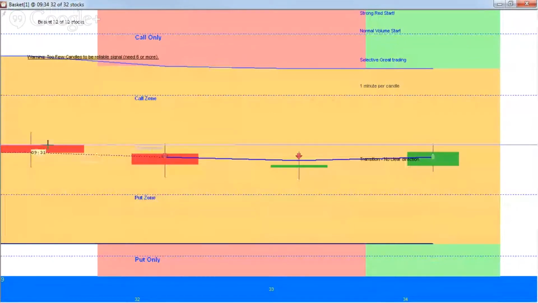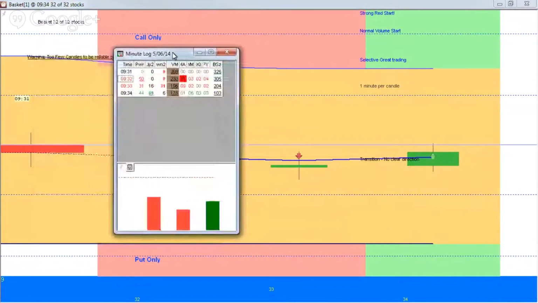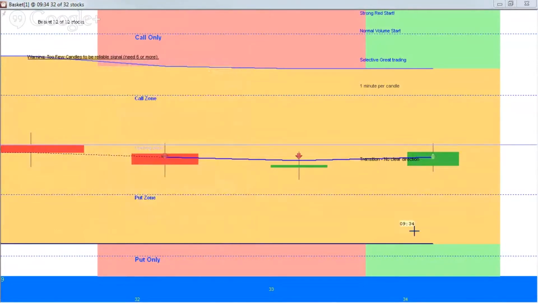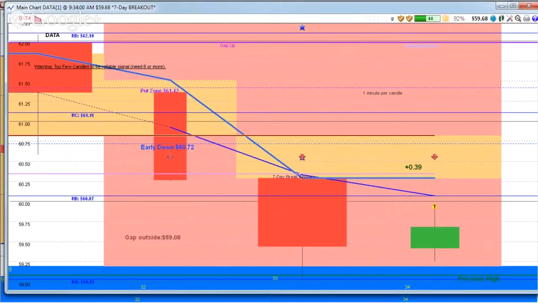So the basket's been below the open. That's basically it. Yeah, it's coming back up. The minute log, there's very little information here, but I had a bit of red and now I got a bit of green. But is this market strong? No, it's weak. It's drifting sideways. It says no clear direction right there. It had a red start, but it's just kind of mixed, which means that if it wants to go down, it's going to go down.